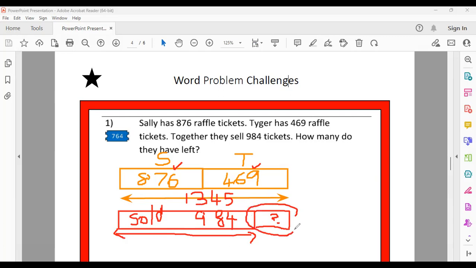So how many tickets are left now? It's 1,345. Take away 984. And what's your answer? Thank you, Sudarshan. Okay, I have got one answer from Sudarshan, 300. I cannot tell the answer. How about the rest? Tell me your answers now. Okay.